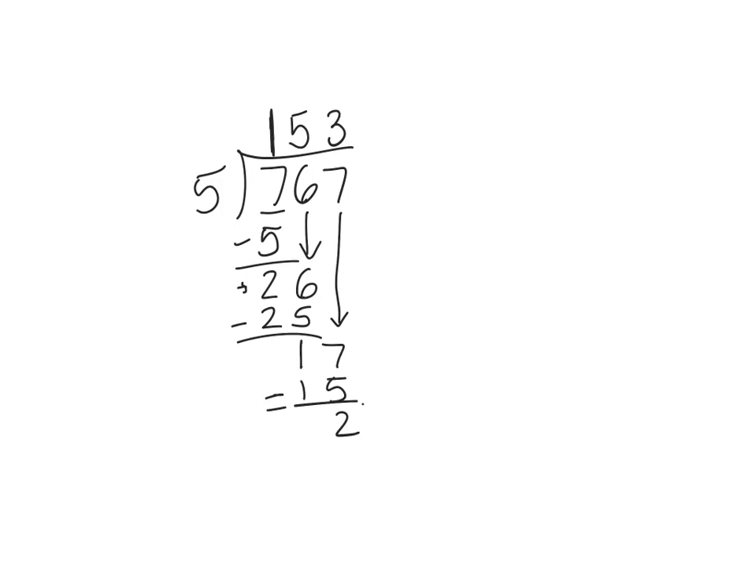And so now I'm at this point where I have this 2 right here, and I can't make any groups of 5 if I only have 2 ones. And so since I can't make any more groups, this is going to be my remainder.